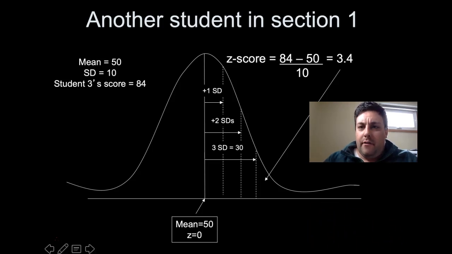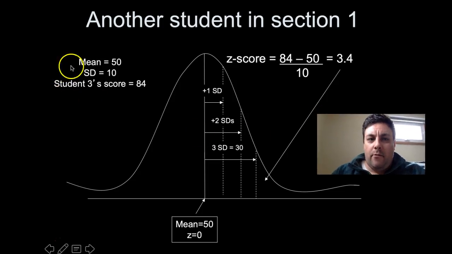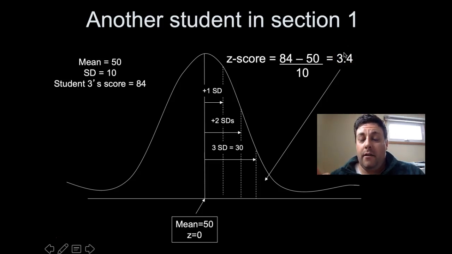If we wanted to use an example of another student from section 1, right? In section 1, the mean score was 50. If this student got an 84, we can call this person student 3 or something like that. We could go through that same calculation. The student's score minus the mean divided by the standard deviation, which would give us a 3.4. So again, it's a positive score, so that tells us it's above the mean. And this tells us that it's quite a bit of a ways above the mean. So this is actually a very, very good score relative to the mean and the rest of the scores.